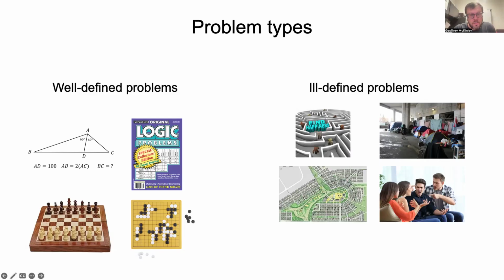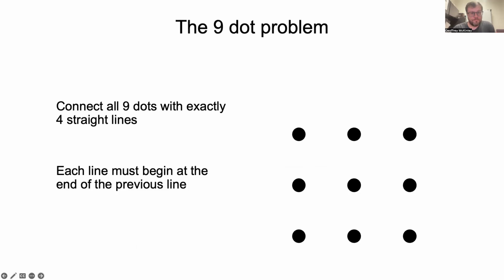Okay, so as I mentioned, well-defined problems are problems in which the operator, the goal state, and/or the initial state is very clear. Whereas ill-defined problems are where the goal state, starting state, and/or operators are not well defined. It's not clear what they are. However, there are some problems that look like well-defined problems, but in reality, they're ill-defined problems. So I'm gonna talk about what's called the nine dot problem.